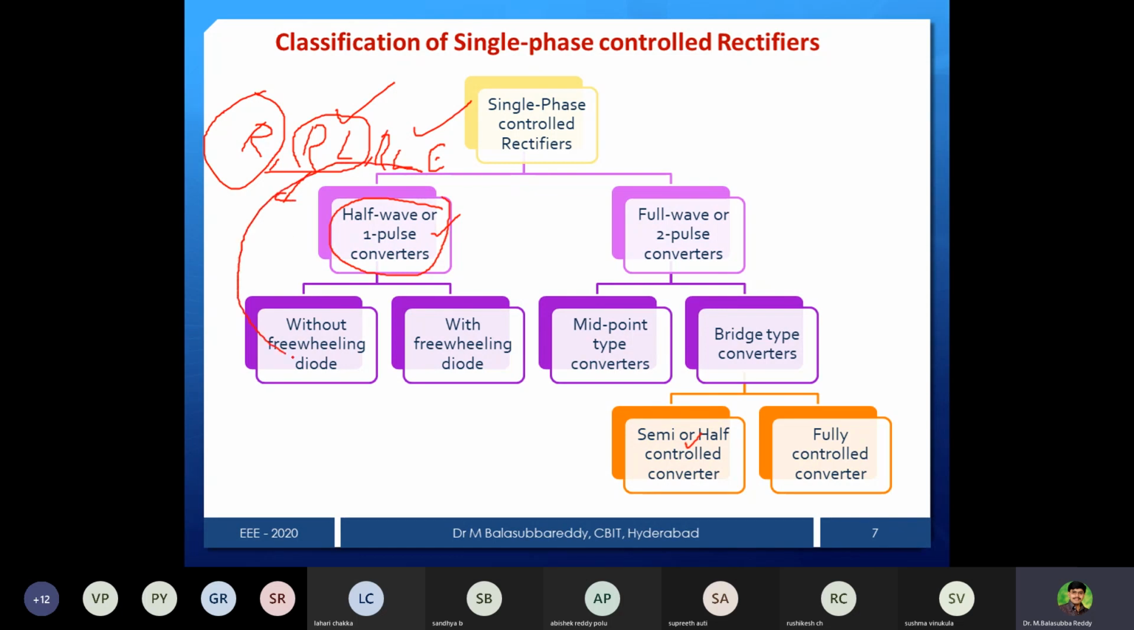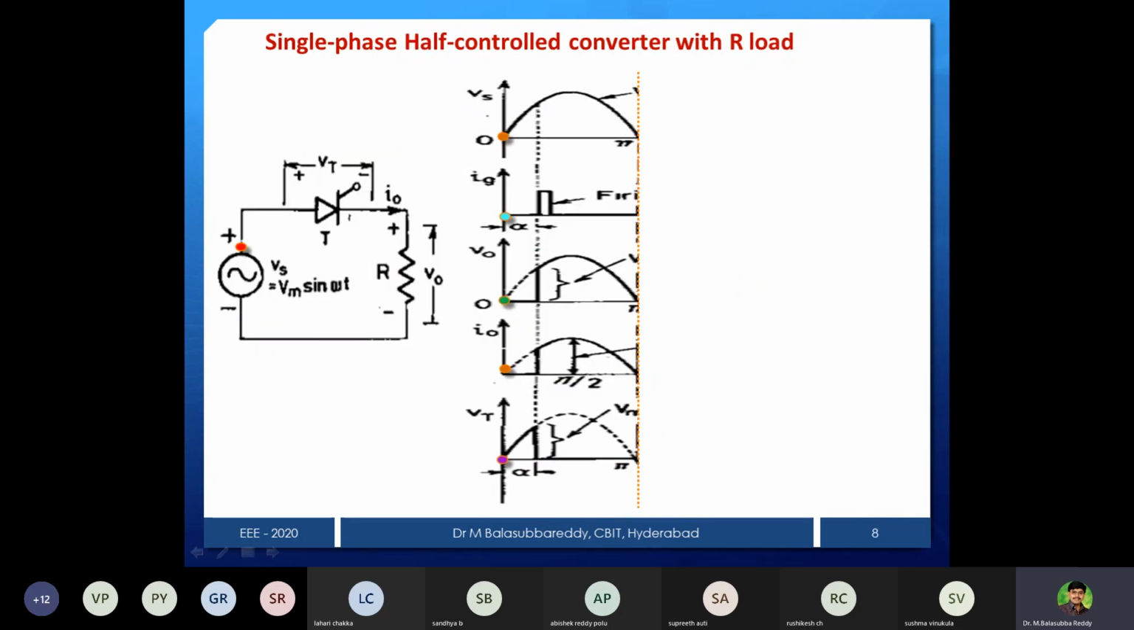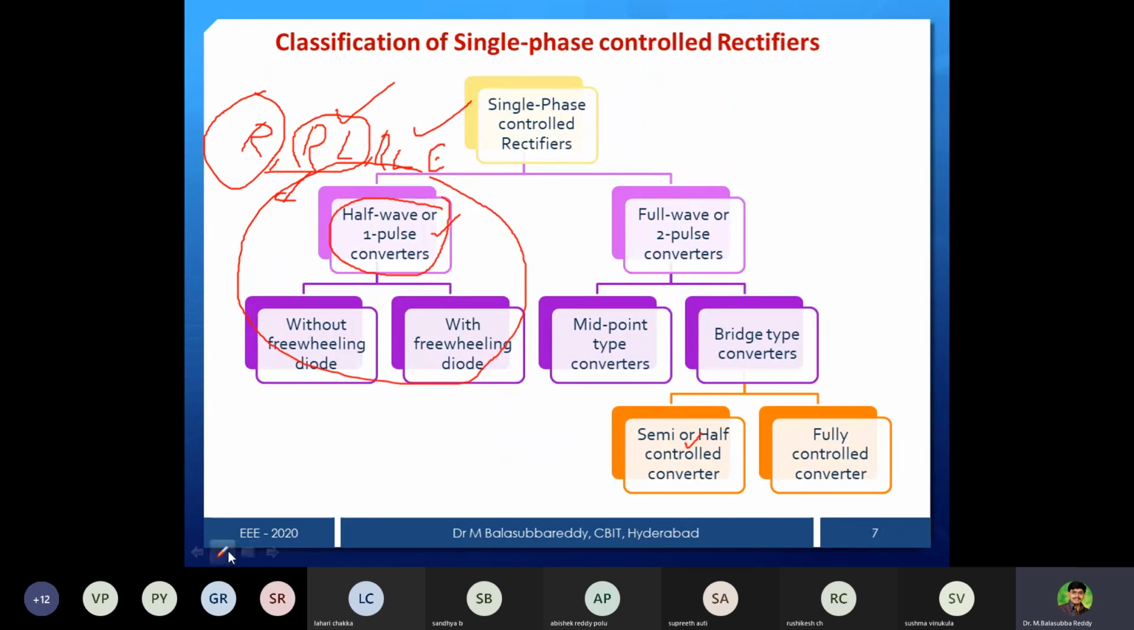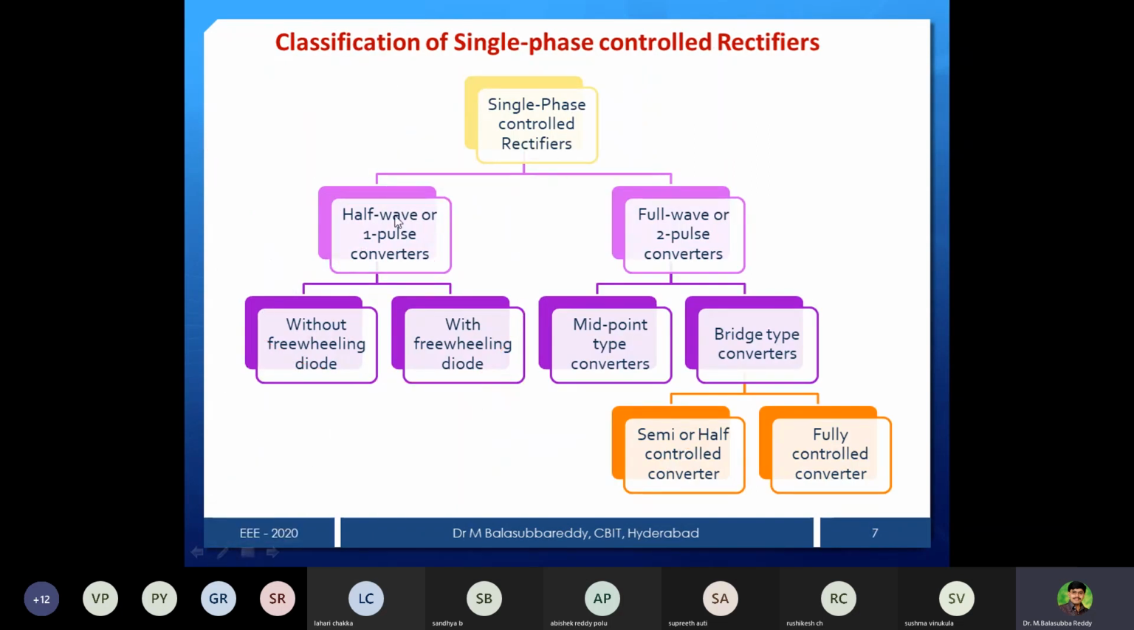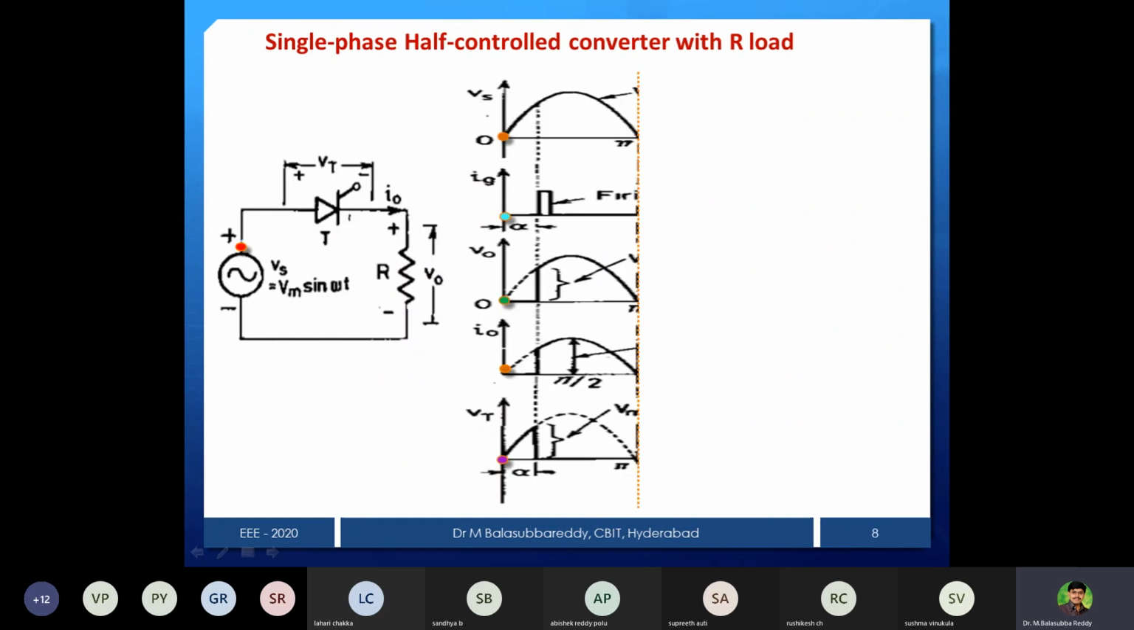So that is the complete portion of the single phase controlled rectifier. We'll see that first question itself. That's what I mentioned here. This is a single phase half wave controlled rectifier, also called a one pulse converter. So half wave or one pulse converter. Now, what is the half wave rectifier? It is just one thyristor, source, then load. That's what we did in that simulation also.